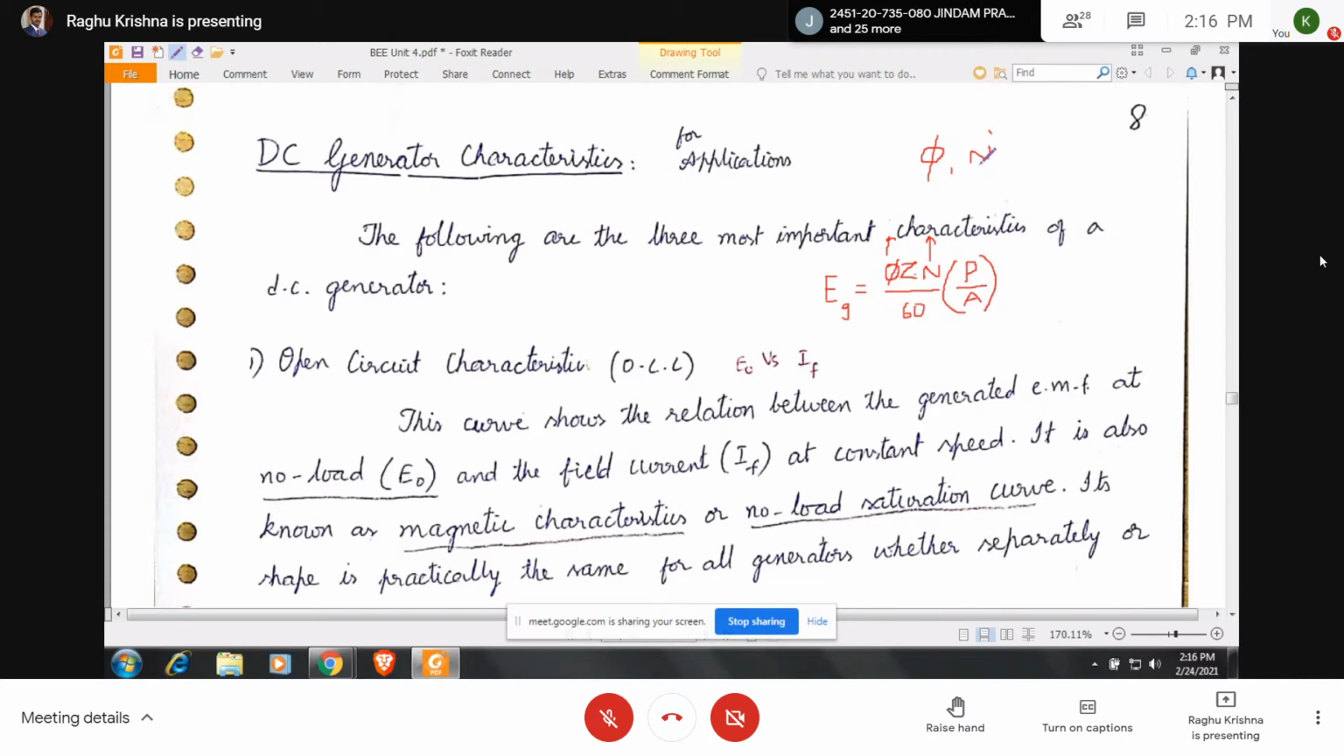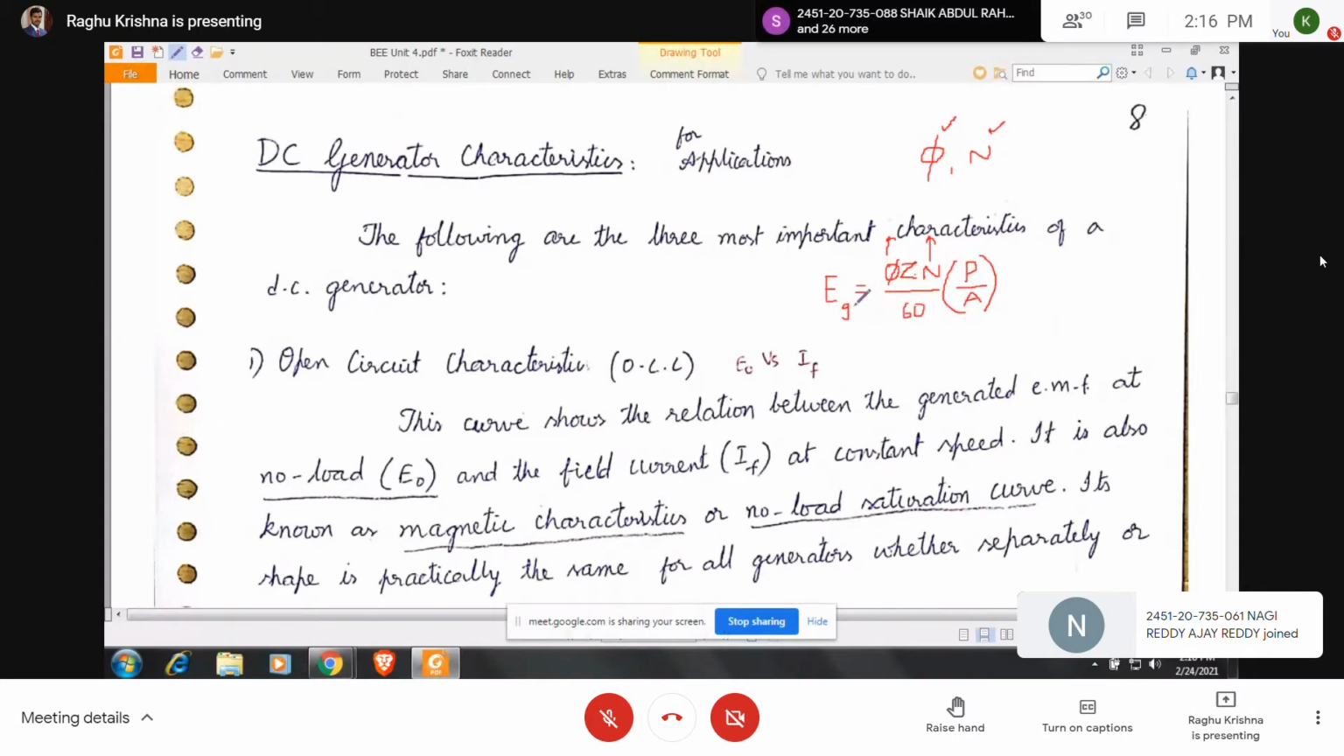If you rotate the rotor of a generator with less speed, you are going to get less voltage. So these two are under our control. We can increase the flux, we can decrease the flux, we can increase the speed of the generator, we can decrease the speed of the generator. Depending upon that, EG varies. Is it clear?